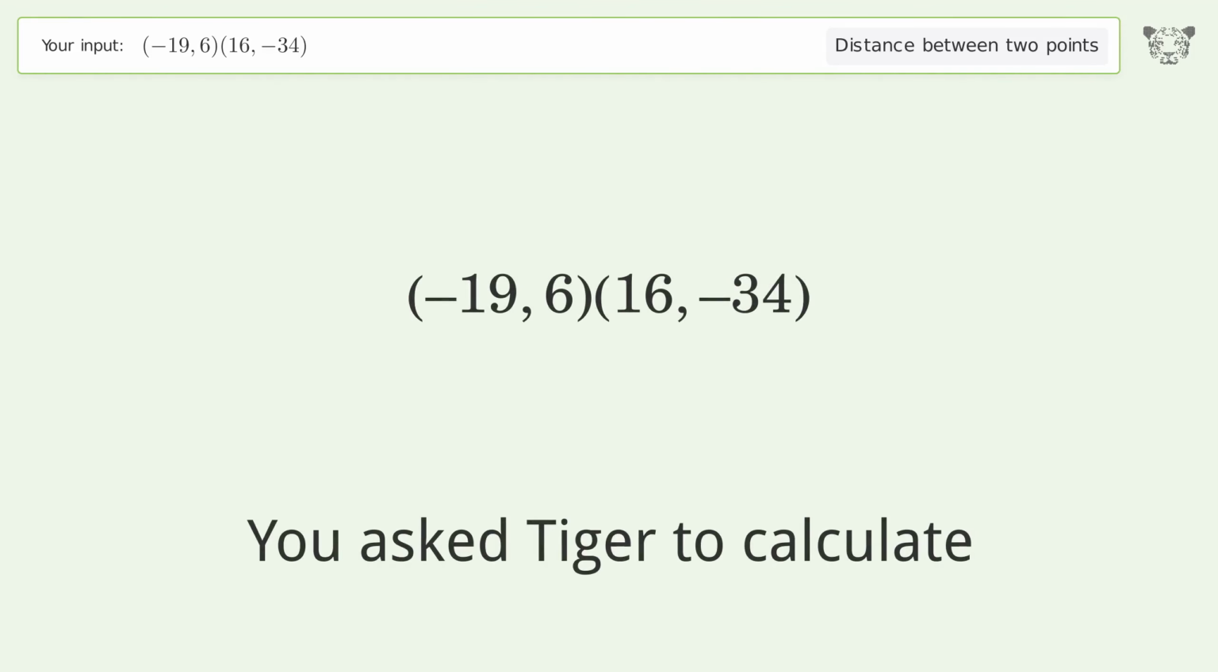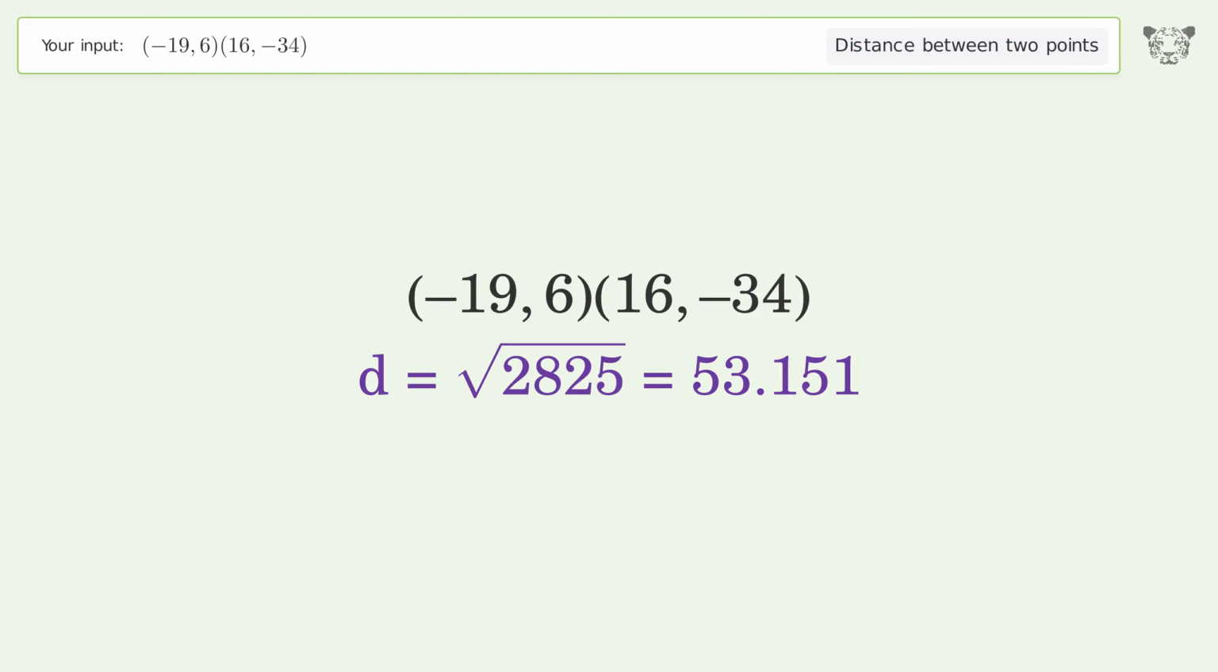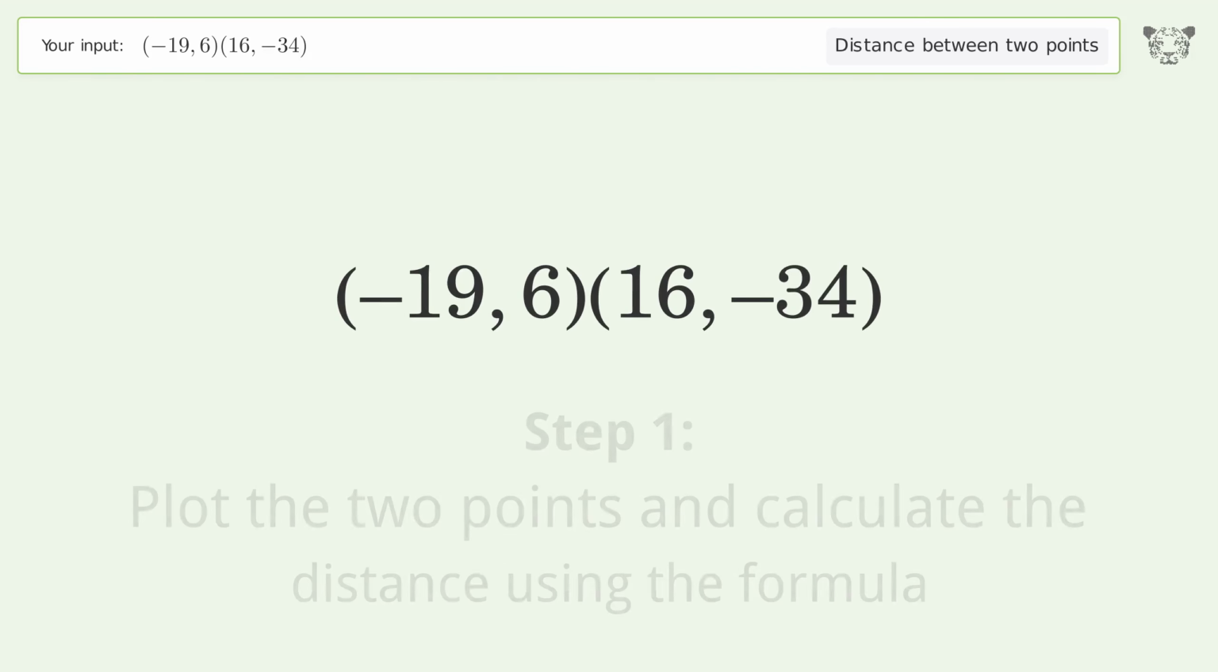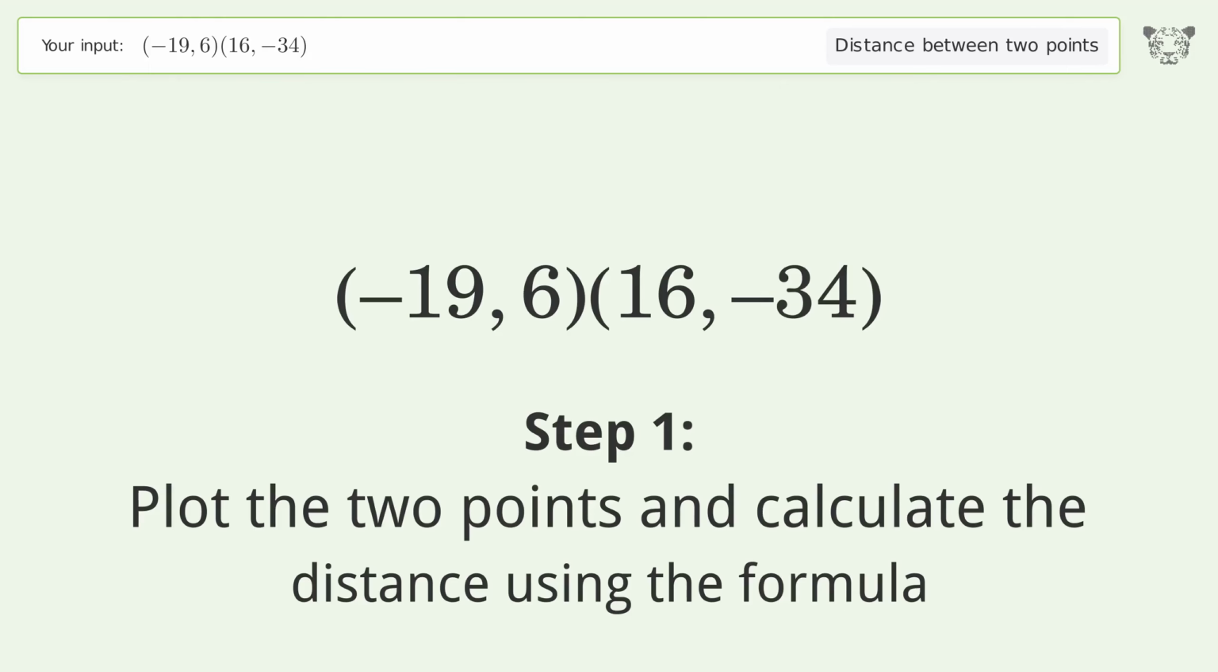You ask Tiger to calculate. This deals with the distance between 2 points. The distance between the 2 points is the square root of 2,825 or 53.151. Let's solve it step by step. Plot the 2 points and calculate the distance using the formula.